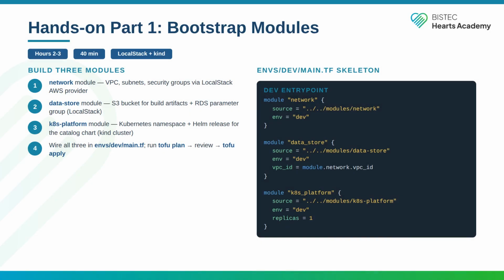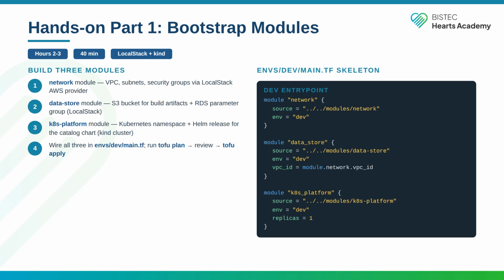Now you build. For the next 40 minutes, you will author three modules that together provision the Bistec Mart platform. The network module: VPC, subnets, and security groups via LocalStack. Use for_each over a map of subnet definitions, not count. Your subnets should be addressable by name. The data store module: an S3 bucket for build artifacts and an RDS parameter group. Expose only what the root module needs. Do not leak internal resource IDs that callers have no use for.